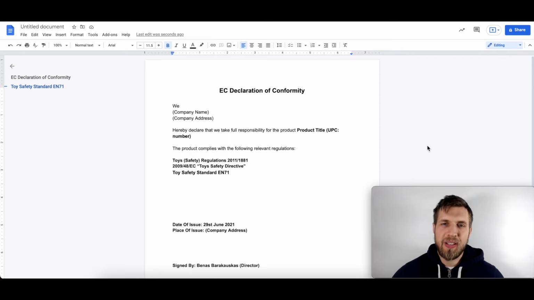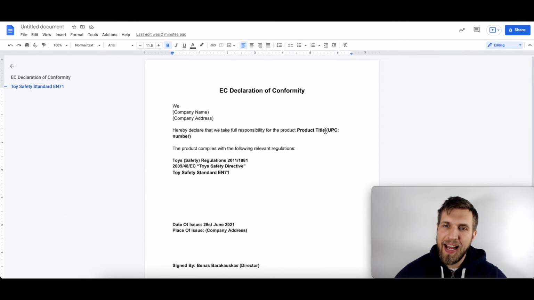And the way it should be done is very simply start off a regular document on Google Docs and type in the EC Declaration of Conformity and then type in your company name at the very beginning, followed by "we," then company address here. Now guys, remember this all is really important because it has to be exactly the same match as to what Amazon has on their database. This is what their support staff is actually going to be looking through to make sure that you've done it correctly. Next up, "hereby declare that we take full responsibility for the product."